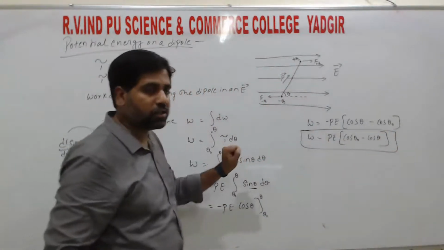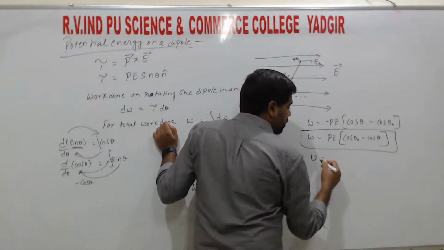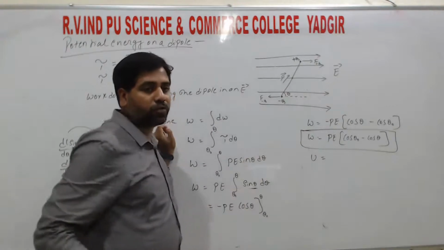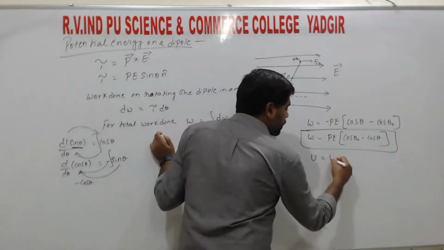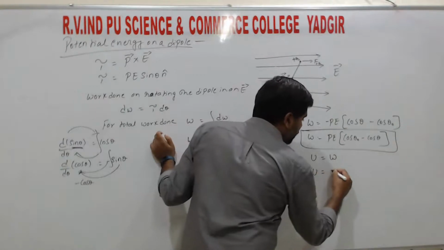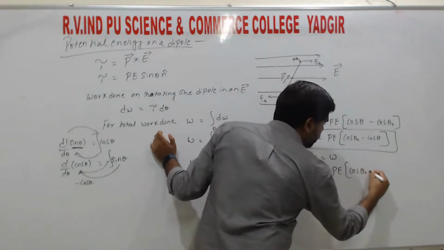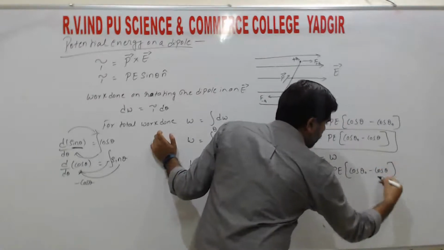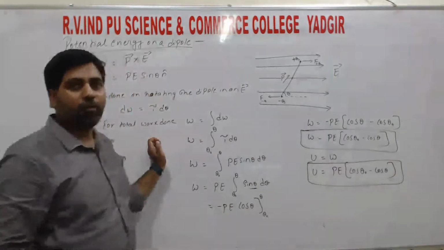This work done is stored as potential energy, from the definition, right? Because these are conservative forces, the work done is stored as potential energy. So U is equal to W, that means U is equal to PE times cos theta naught minus cos theta. This is the potential energy due to the dipole.